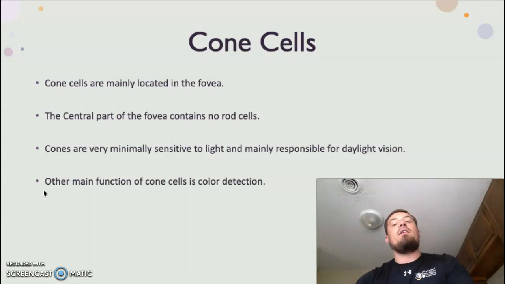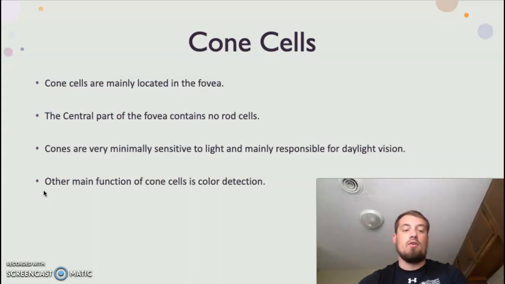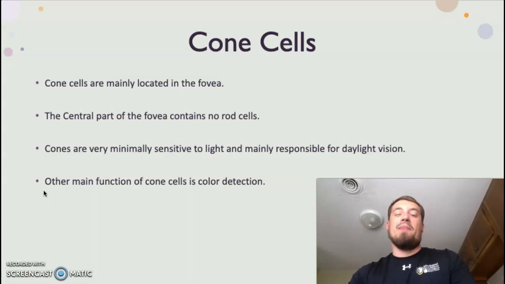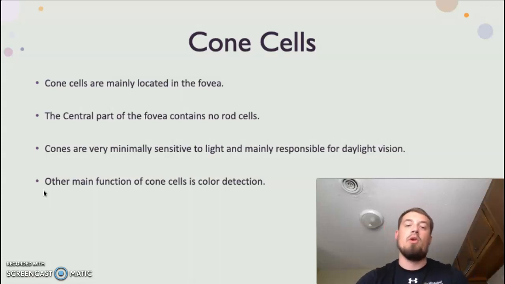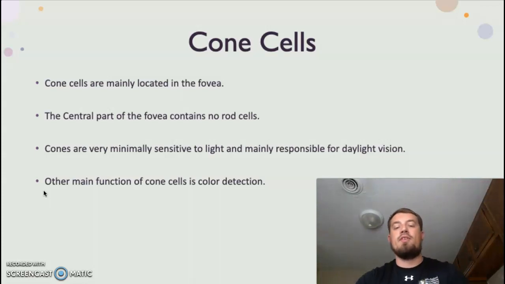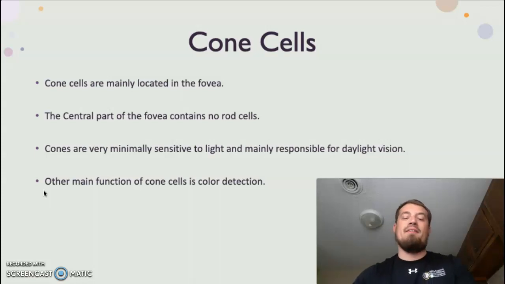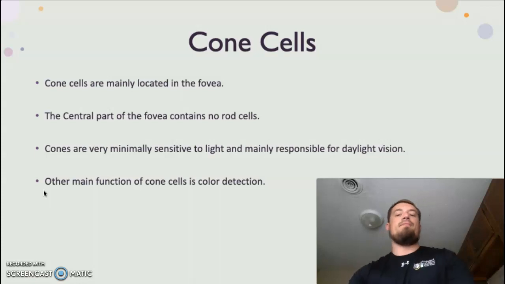Like I said, the difference between the cones and the rod cells is that the rod cells are mainly used for nighttime or dark vision. They help us see blacks, grays, whites, that kind of color, and help with our peripherals. Where the cone cells are our main providers during the day, and their main function is to give us that color detection. So any of the colors that we see on a day-to-day basis is mainly through the cone cells.